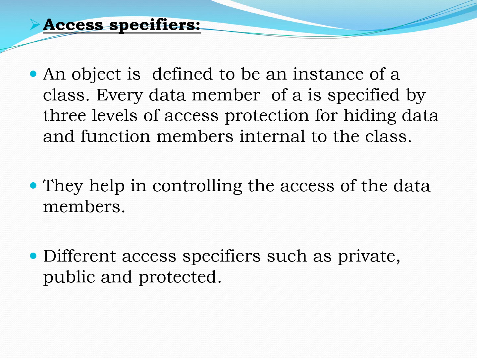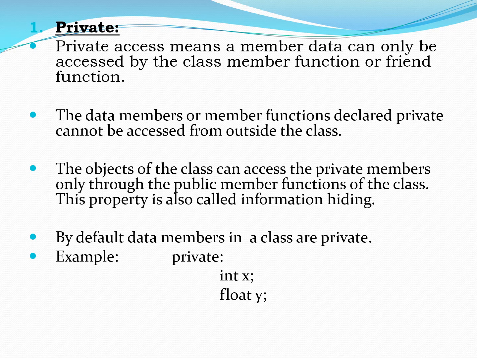An object is defined as an instance of a class. Every data member is specified with three levels of access protection for hiding data and function members internally in the class. They help in controlling the access of data members. The different access specifiers are private, public and protected. In the next slide, we'll discuss briefly private, public and protected. The first access specifier is private.